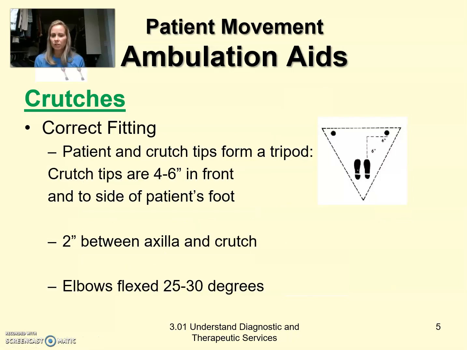Correct fitting for crutches is that the patient and crutch tips form a tripod. Crutch tips are 4 to 6 inches in front and to the side of the patient's foot, just like the picture shows. And then again, 2 inches between the axillary and the crutch, and elbows are flexed exactly the same as they are for a cane or for a walker. It's 25 to 30 degrees.